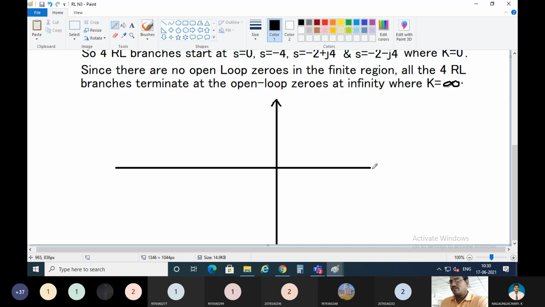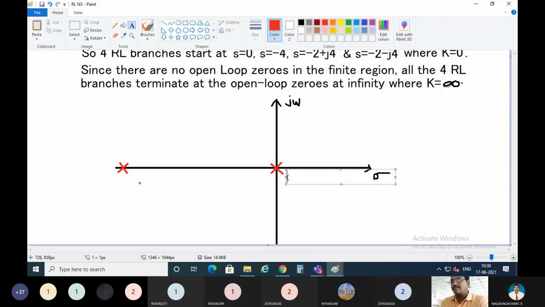So this is real axis and this is imaginary axis. So where are the poles existing? One is at S equal to 0. Another one is S equal to minus 4. For example, here if I take minus 4, this is minus 1, minus 2, minus 4.